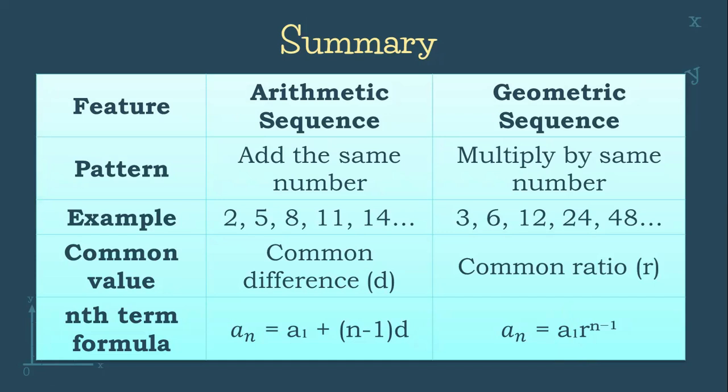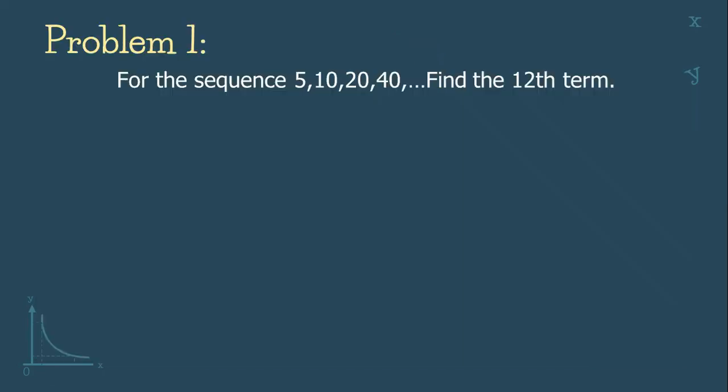So this time, in order for us to know how to manipulate or use the formula, let us have these examples. For example number 1, for the sequence 5, 10, 20, 40, and so on, find the 12th term. So yung pinapahanap po sa atin dito is the 12th term. First let us identify the given. Ang pinapahanap po is si a sub 12. Siya po yung nawawala. And we have here the first term, right? So our first term a sub 1 is equal to 5.